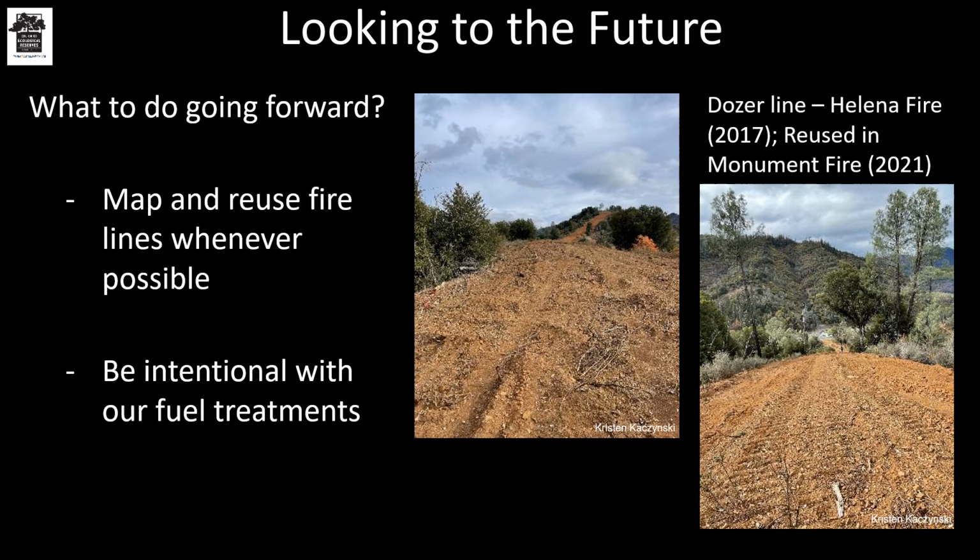So what can we do better going forward? One of importance is mapping and reusing fire lines whenever possible. We can also be intentional with our fuel treatments. Fire breaks and fuel breaks are types of fuel treatments that are permanent linear features on the landscape that can resemble dozer lines. So we can apply lessons learned in this talk to these other situations as well.